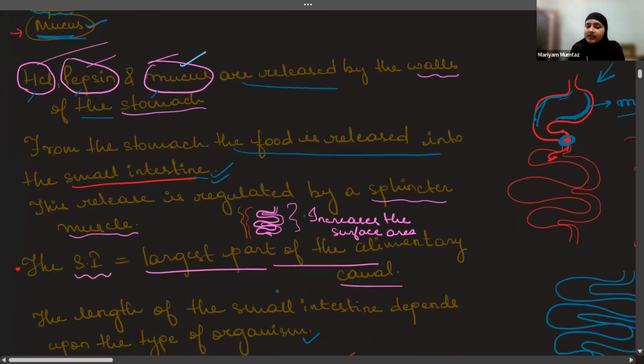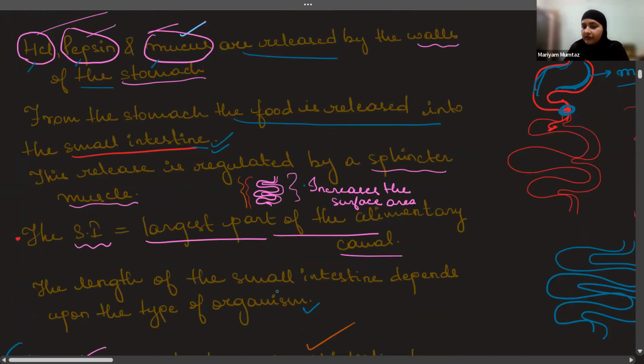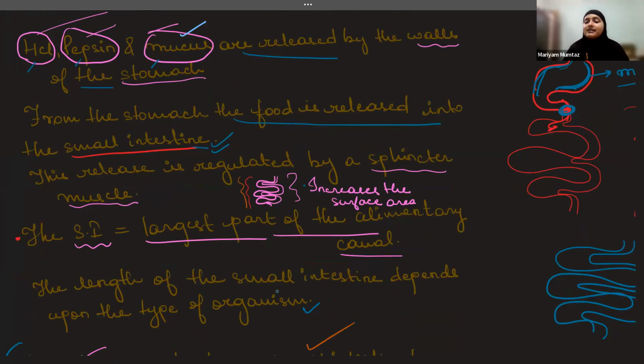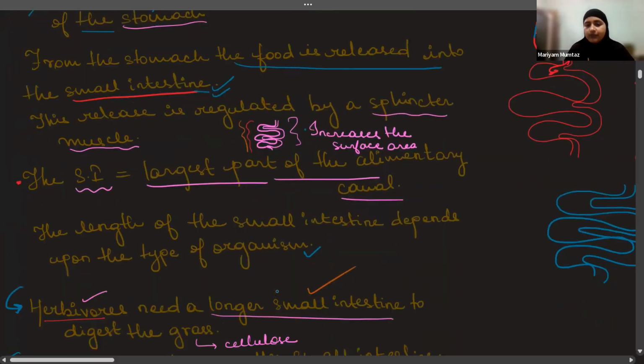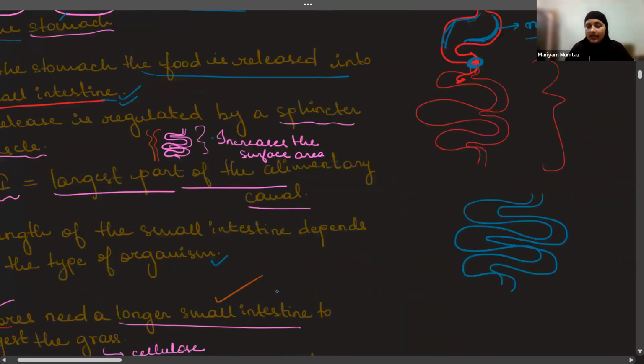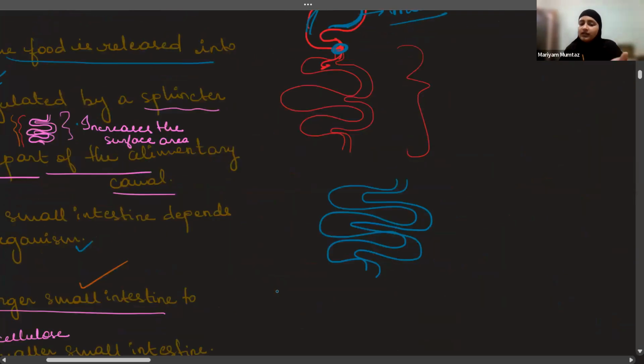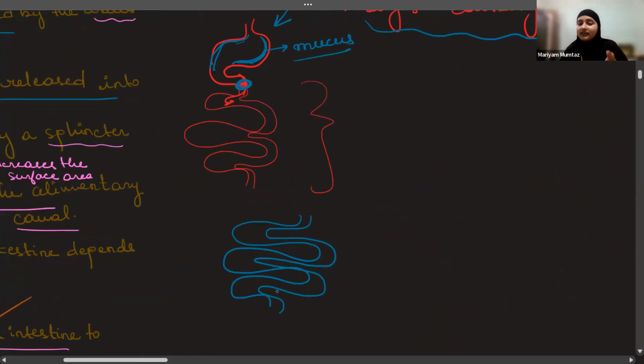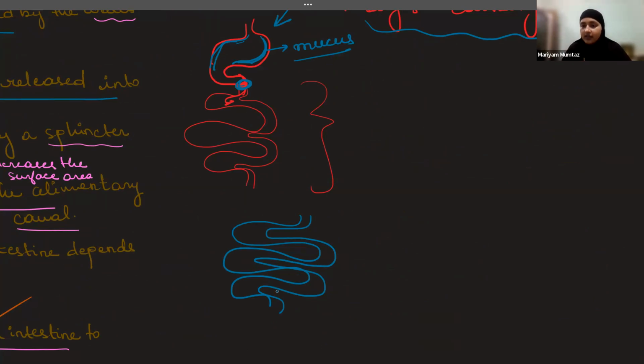Now, the small intestine is the largest part of our alimentary canal and it is the site of complete digestion of food. 100% digestion of food happens here. Whatever is left, like the 70% carbohydrates that were left, and the rest of the proteins and fats and everything, will get digested here. Everyone has seen the diagram, the small intestine sort of looks like this. I mean, better than this, but this is a rough diagram, right? It looks convoluted, right?